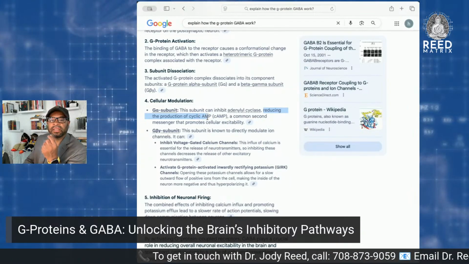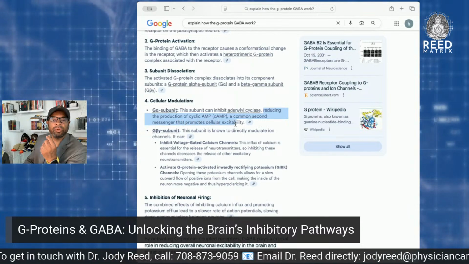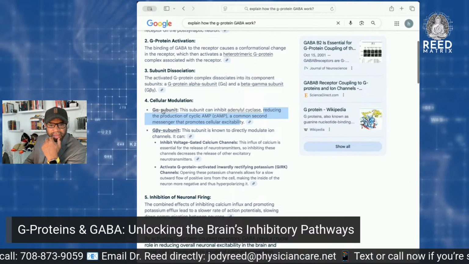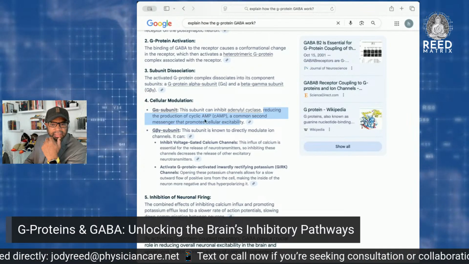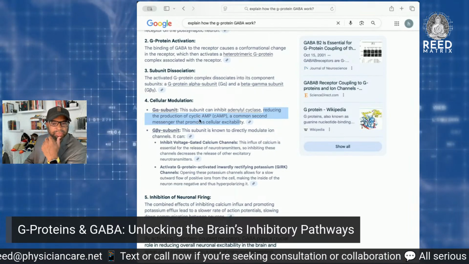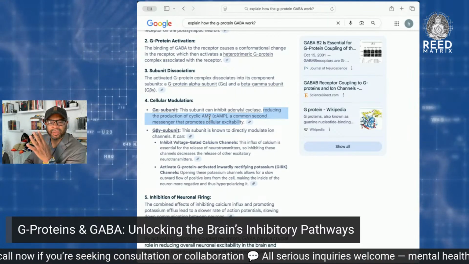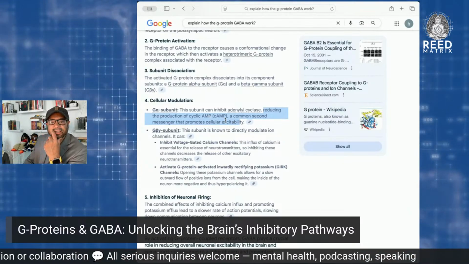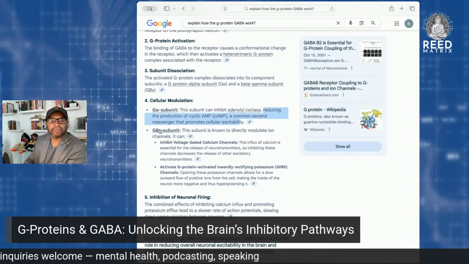The production of cyclic GMP, a common second messenger that promotes cellular excitability. So in here, the alpha subunit inhibits adenylate cyclase, and this reduces the production of cyclic AMP, which is the precursor to ATP, the energy molecule. So if you're decreasing that, then I think it makes it less excitable. That makes sense. Let me see what the beta subunit does.